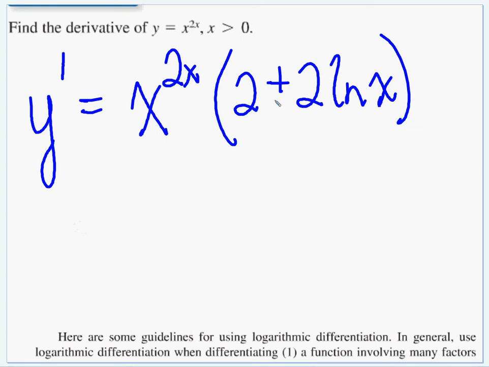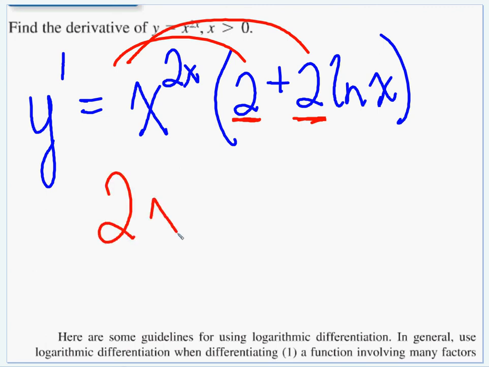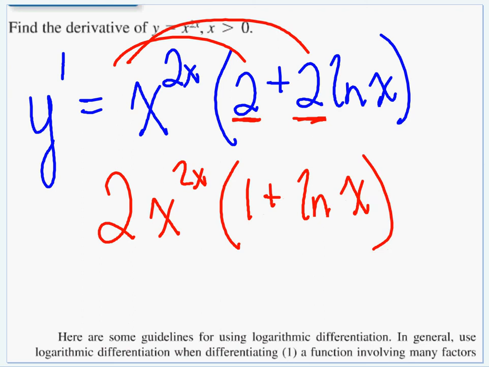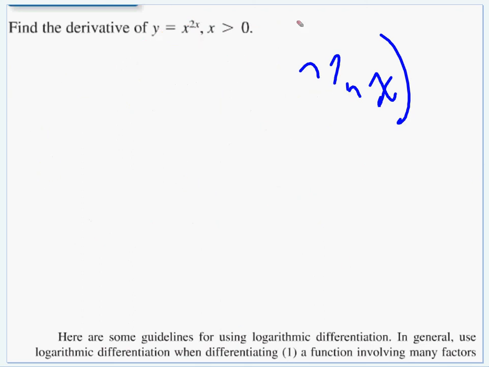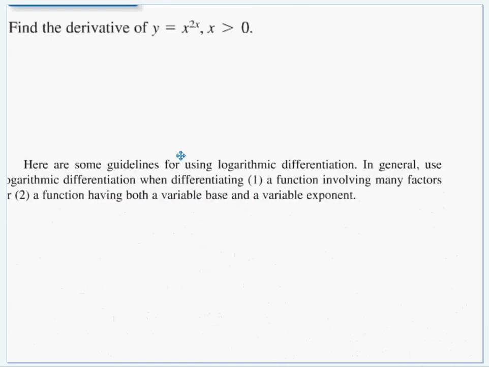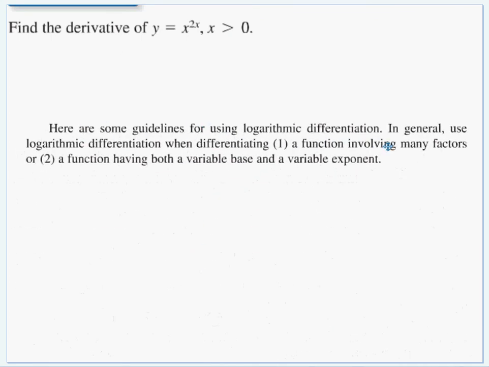Something else you could do is factor out this 2. So that 2 could come out here in front. You might see an answer like 2 times x to the 2x power times quantity 1 plus natural log of x. Might look a little better. Okay, let's see what it says down here. I think we're done. Here are some guidelines for logarithmic differentiation.